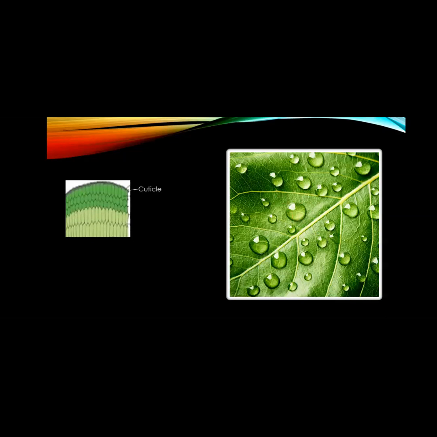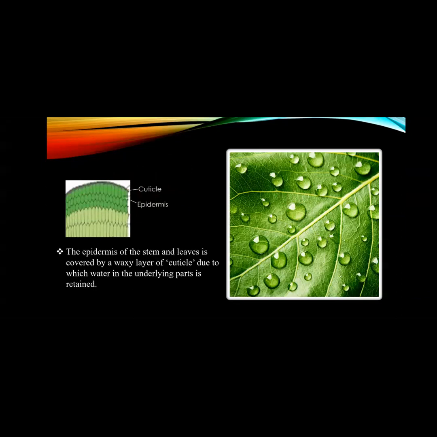As I told you, here you can see the black color layer. This is a layer of wax which is known as cuticle, which helps in retention of water in the plant. It helps to save water loss in the plants.